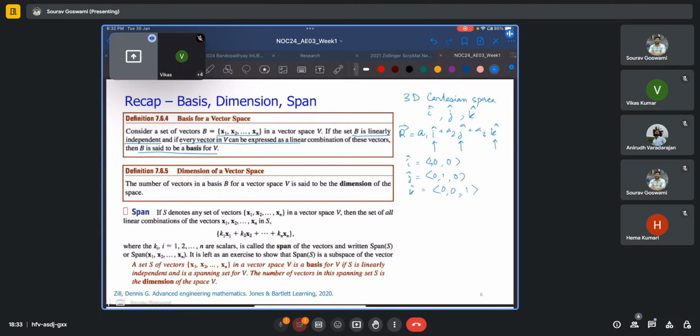Similarly, for any n-dimensional vector space, you can have a basis, and every vector in that vector space will be expressible as a linear combination of the elements of the basis vector set. The dimension of a vector space is again defined utilizing the basis. The number of vectors in the basis for vector space V is said to be the dimension of the space. For 3D Cartesian space, our basis has these three vectors i hat, j hat, and k hat. So the dimension of the space is 3, or as we write it, R3.